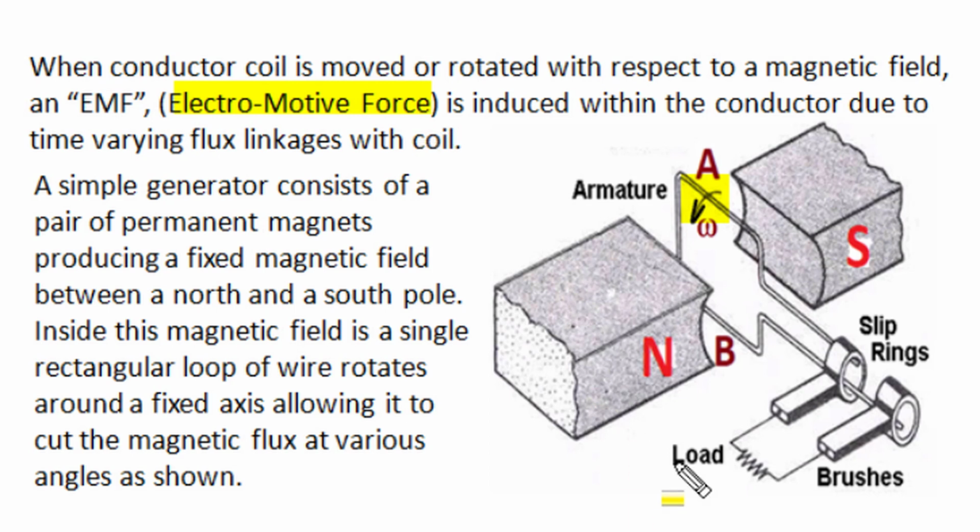A simple schematic generator consists of a pair of permanent magnets or electromagnets which produce a strong uniform fixed magnetic field between north pole and south pole where the conductor moves, and when a rectangle current loop is rotated by a mechanical prime mover around its fixed horizontal axis, the rotation of the coil configuration produces time varying flux linkages when the conductor cuts magnetic lines of force at various angular positions.